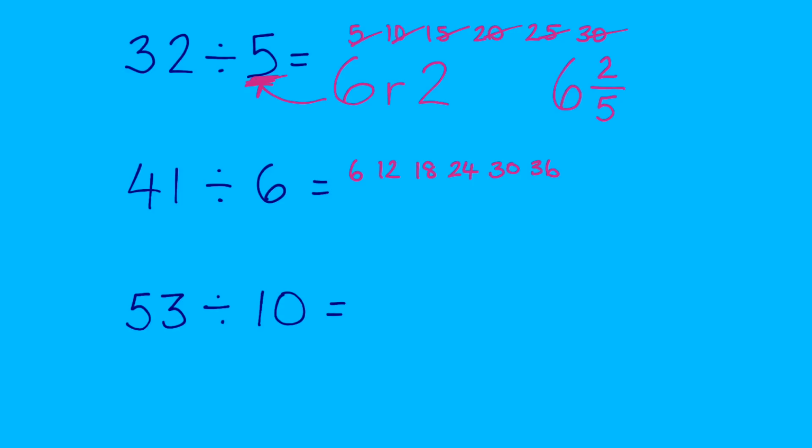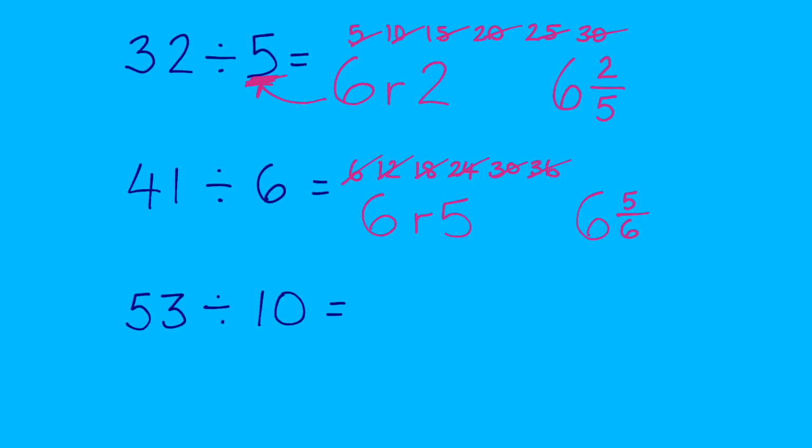So I've got 1, 2, 3, 4, 5, 6. 6 lots of 6 is 36. And then I need to see how many left over. So I need to count up from 36 to 41, and that's 5. So I know my answer is 6 remainder 5. Or I can write that as 6 with 5 out of the 6 that I was dividing by in the first place, 6 and 5 sixths.